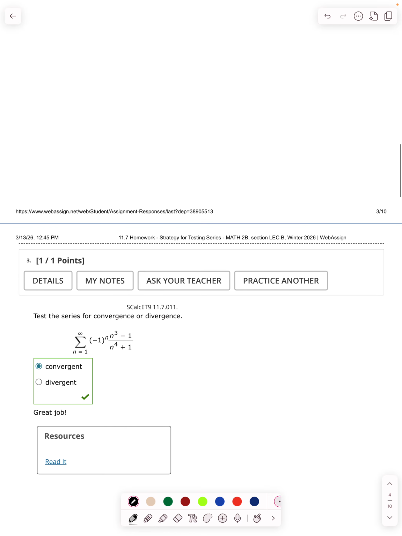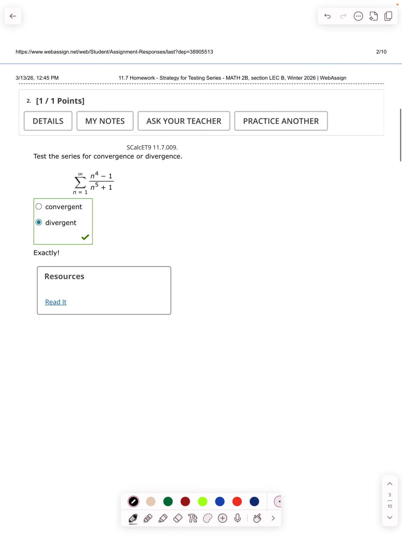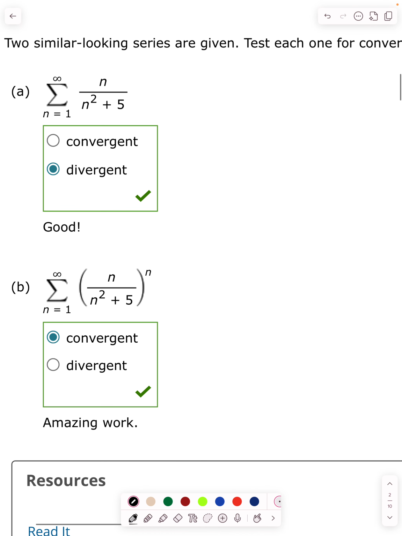I'm going to do a few of the series test problems so you can see how to do them. The first one, to gain an intuition, I look at the sequence they give me, the equation of the sequence. In this case, they give us n over n squared plus 5. And this, to me, looks a lot like 1 over n, the harmonic series.